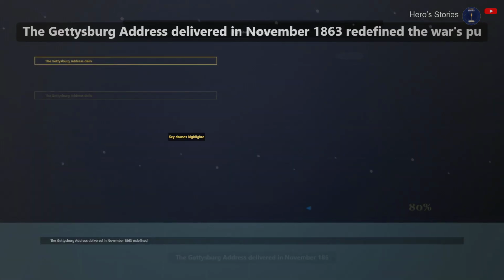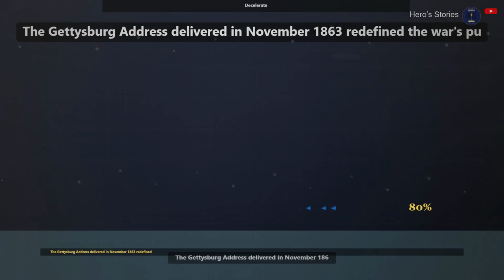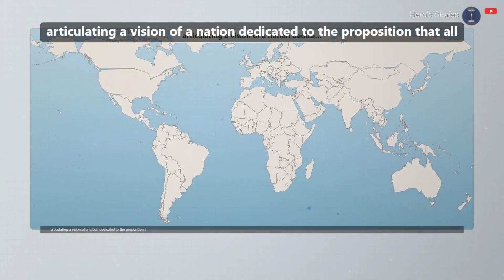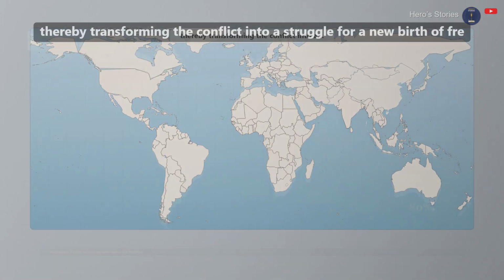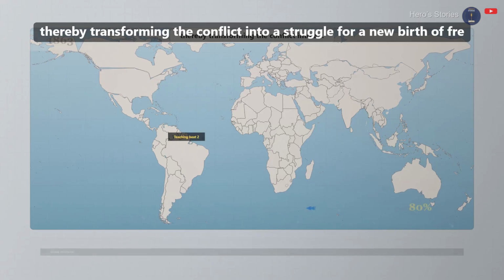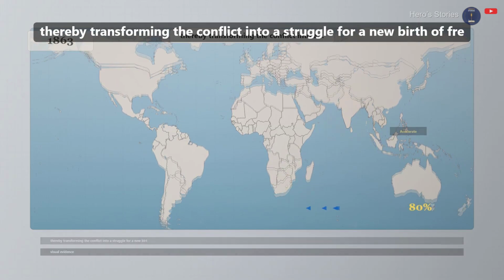The Gettysburg Address, delivered in November 1863, redefined the war's purpose, articulating a vision of a nation dedicated to the proposition that all men are created equal, thereby transforming the conflict into a struggle for a new birth of freedom.